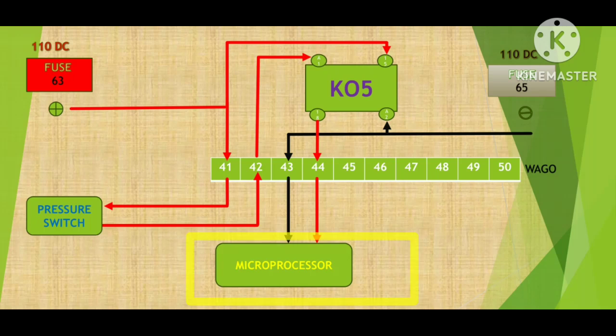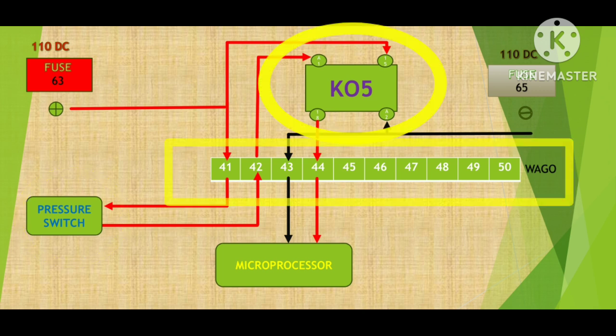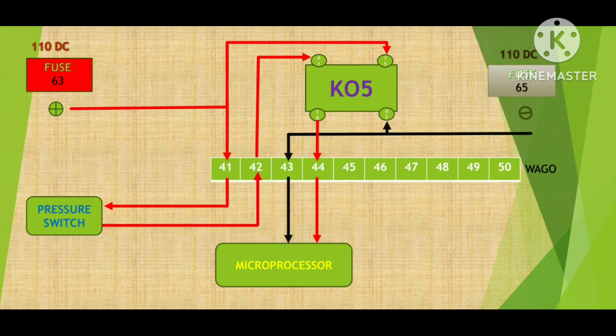In this video, we will find out where the power supply comes from to the microprocessor through this wiring diagram. The most important components in this wiring diagram are 63 and 65 110 DC glass fuses, pressure switch, Vagos, K05, and microprocessor. 110 DC power supply is required to start the microprocessor.